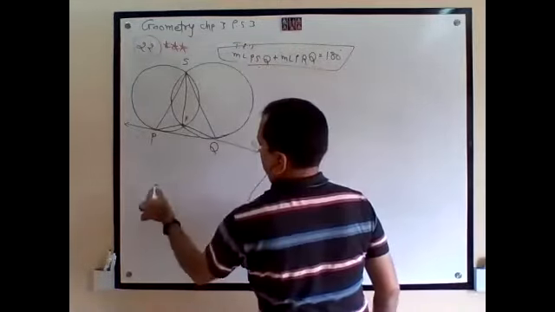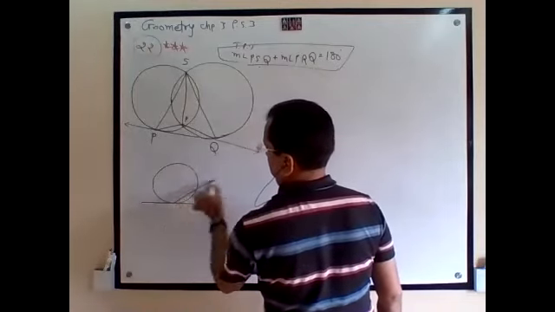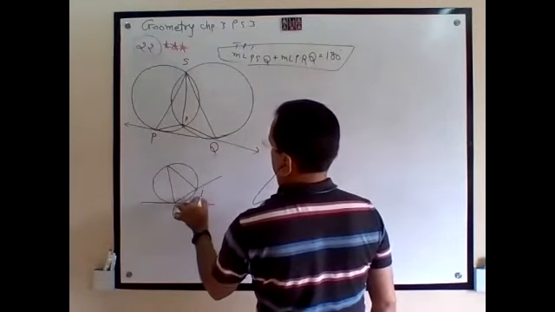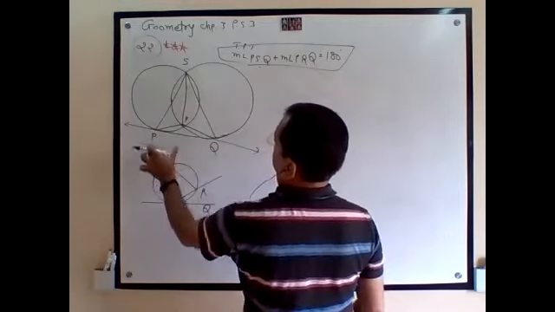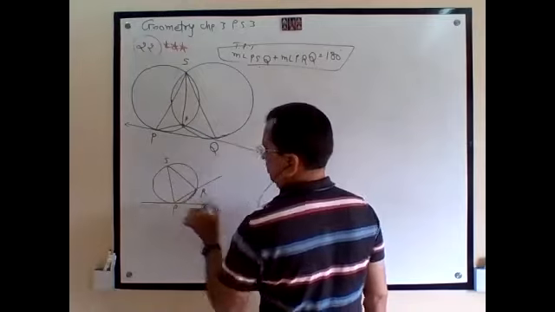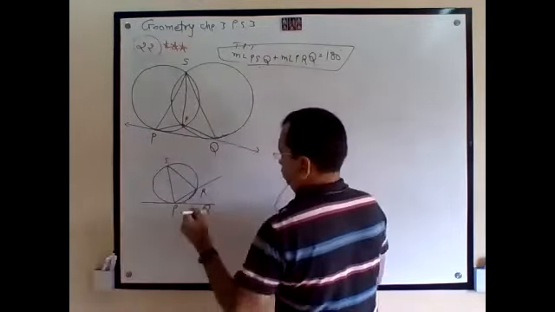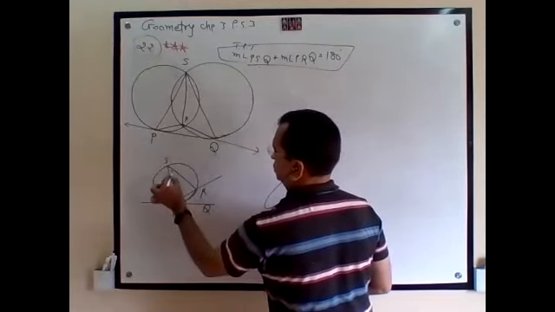I am drawing this much. P, R, Q, S, this much. Suppose this arc is 100, so this angle is 50. Suppose this is 100, so this is also 50.